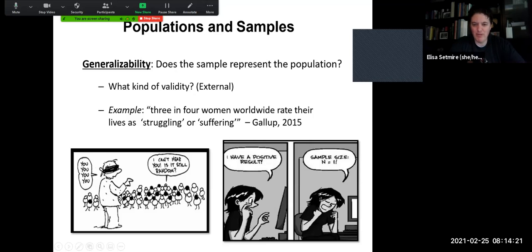I love this, right? I have a positive result, sample size 1. How many people did they ask? Was it random? Was it chosen on purpose? Was it a convenience sample? Those are all questions that we need to ask if we want to know if the sample is representative of more than the people that they asked in the survey or in the experiment.